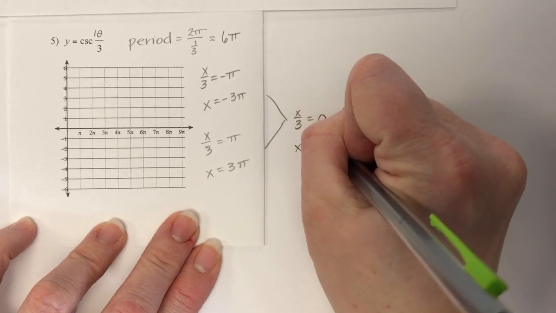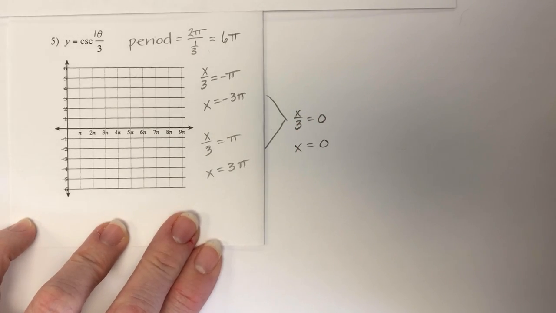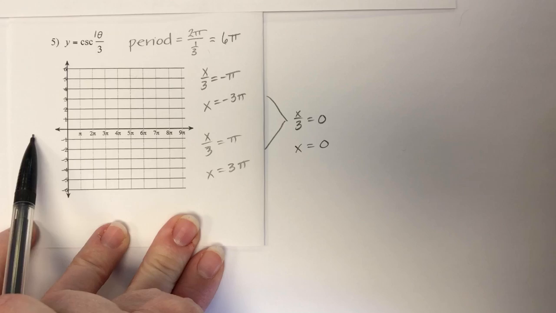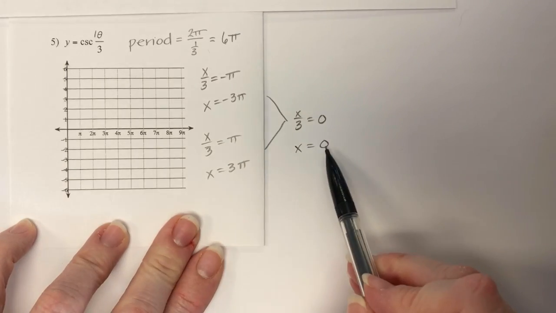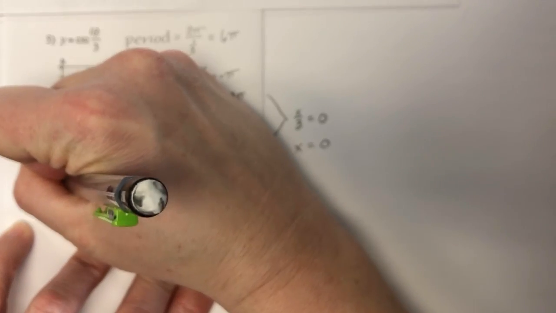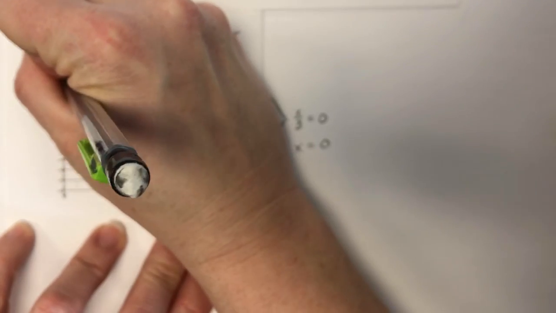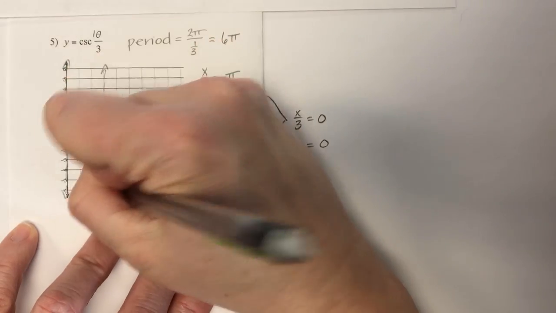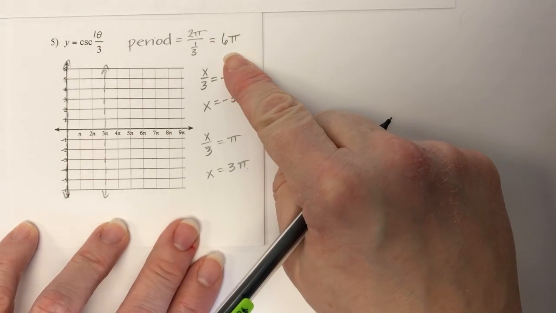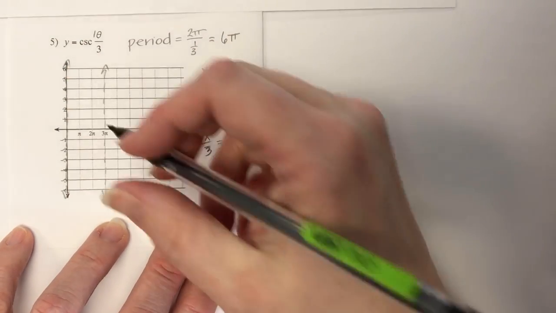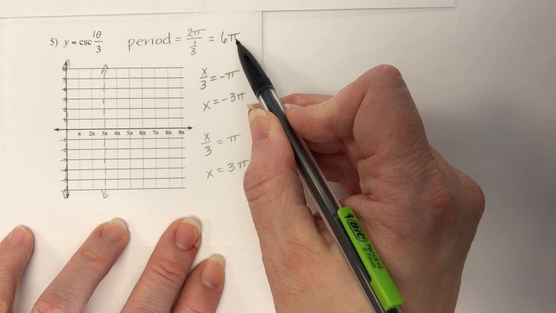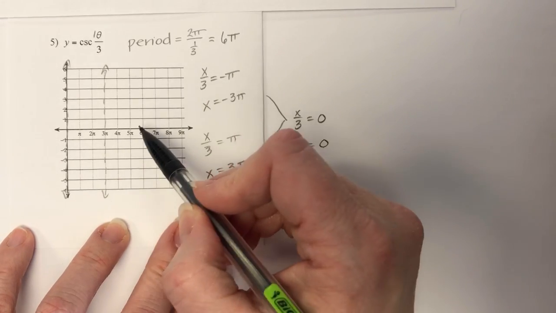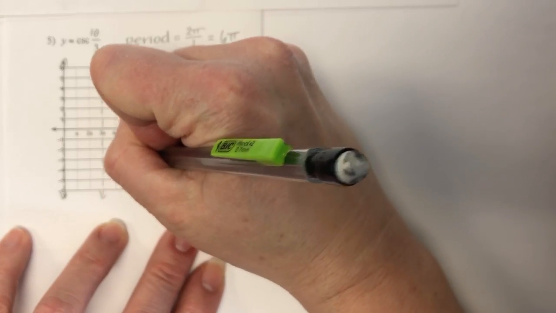My asymptote is still going to be at 0. Now, this graph doesn't go to negative 3 pi, but I know that I have an asymptote at 0. I know that I have an asymptote at positive 3 pi. I know my period is 6 pi, so I know that 6 pi divided by 2 is 3 pi. My asymptotes are going to repeat at an interval of 3 pi.